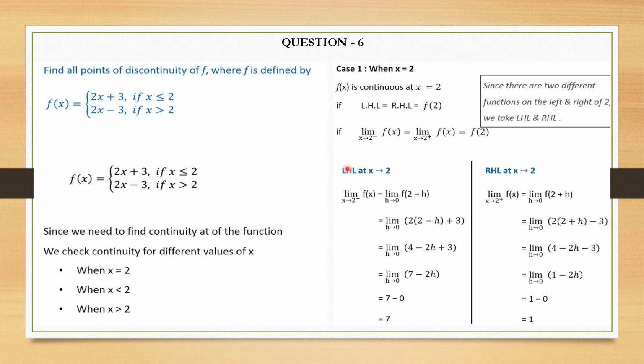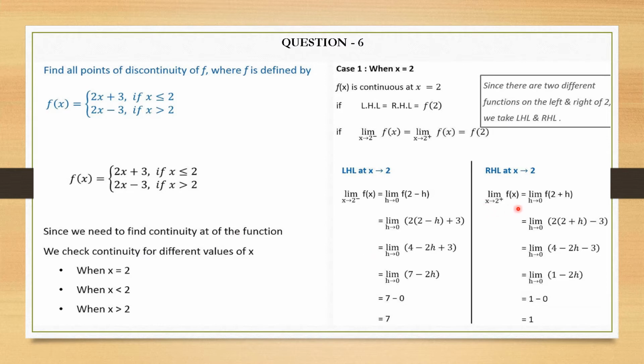So case 1, when x is equal to 2, I have to check the left and right limits and the value of the function at 2, and they all should be equal for it to be continuous. So this is the left hand limit. As x approaches 2 from the negative side, I put x as 2 minus h. As x approaches 2 from the negative side, h will approach 0.